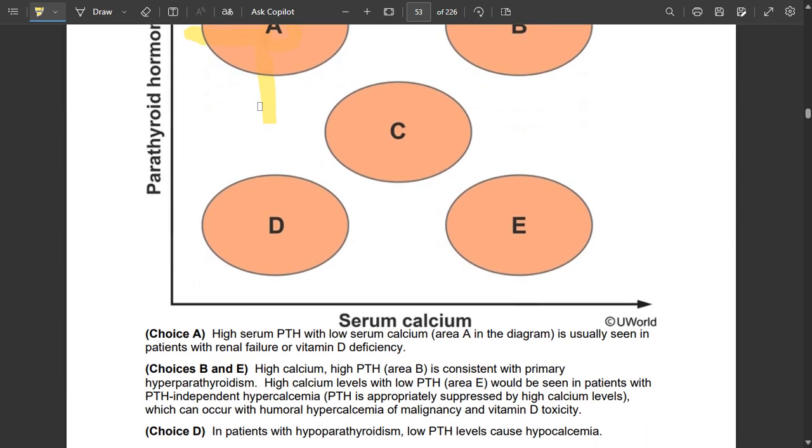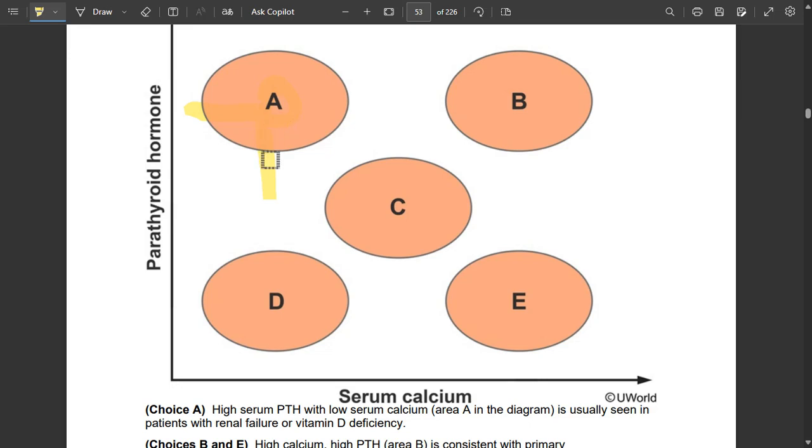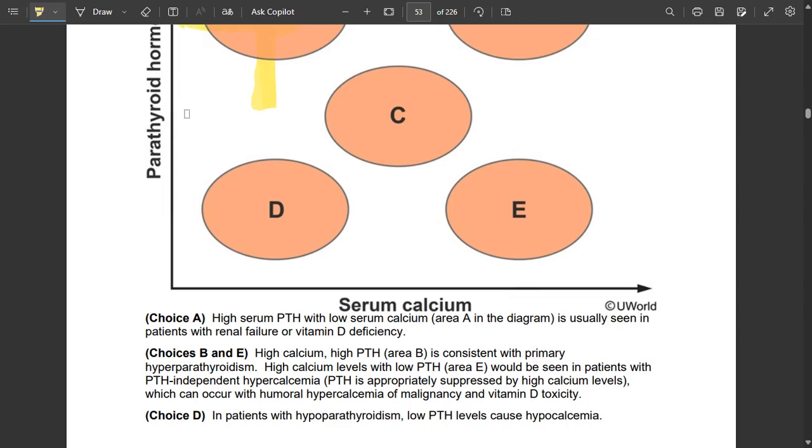This is seen in patients with renal failure or vitamin D deficiency. Vitamin D deficiency causes decreased calcium, and decreased calcium means more parathyroid hormone is produced. So this is either vitamin D deficiency or renal failure, where vitamin D cannot be activated. Similarly for B and E.